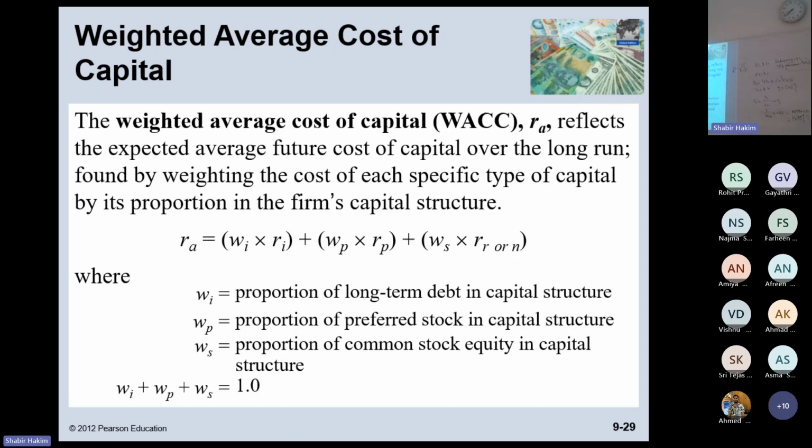Most books will write WD because authors have their own choices. So they will write WD times RD times (1 minus T), then plus WP times RP plus WS times RS, and so on. It is more like the proportion. Now remember, the weights of these three components, WD, WP, and WS, must add up to 1, right? 100% of the total, 1.